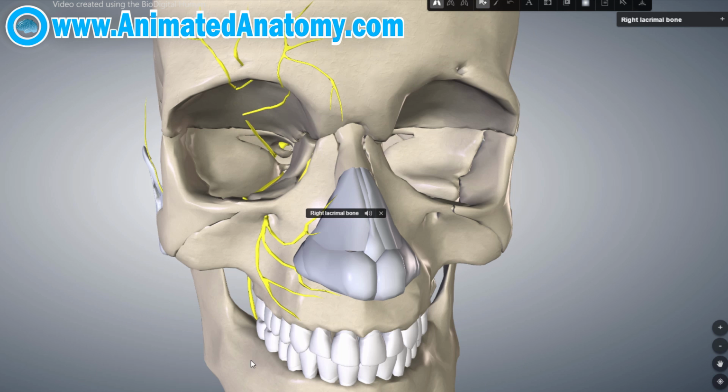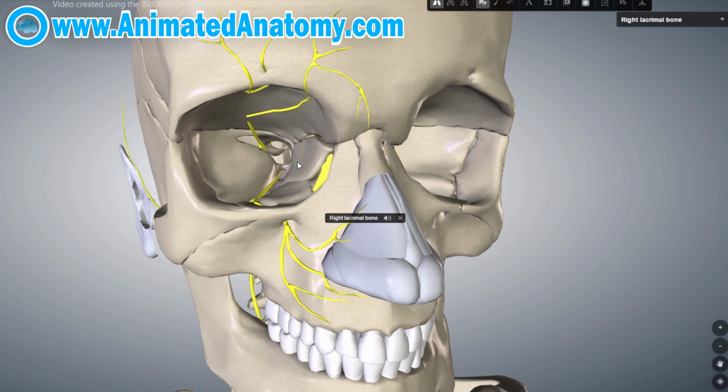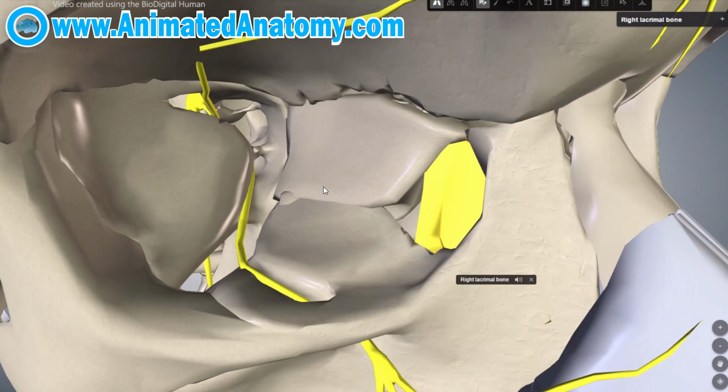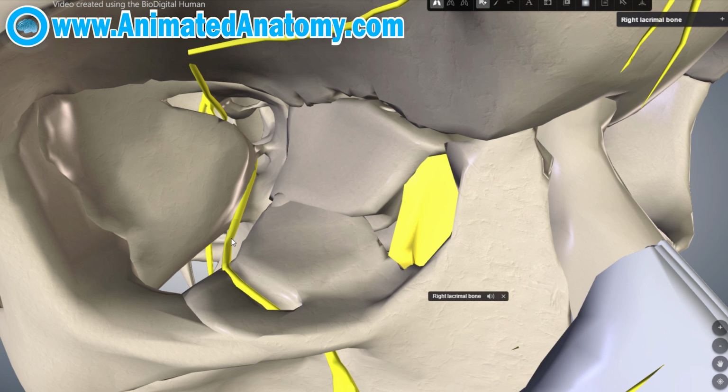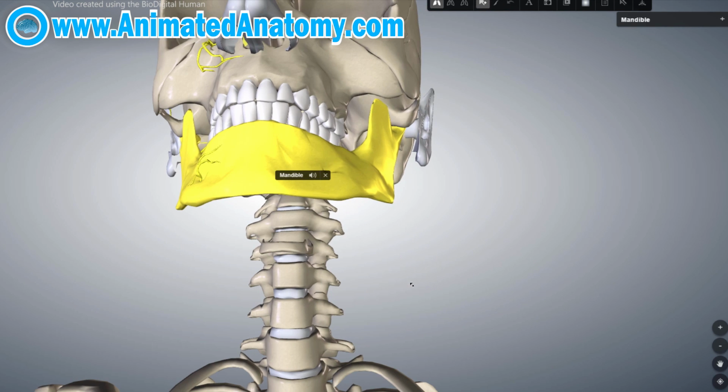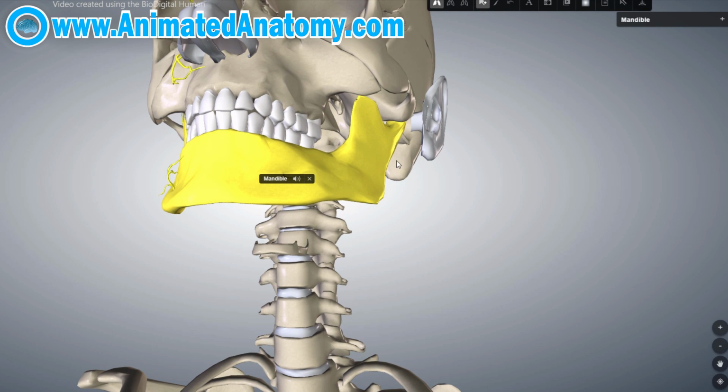So before I move on to explain the mandible, I want to mention that this little bone here, the lacrimal bone that I mentioned at the beginning, also creates the orbit. And we also have the inferior orbital fissure right here, just as we had the superior orbital fissure over there. Now let's explain the mandible, and that's this bone right here. So let's get to it.